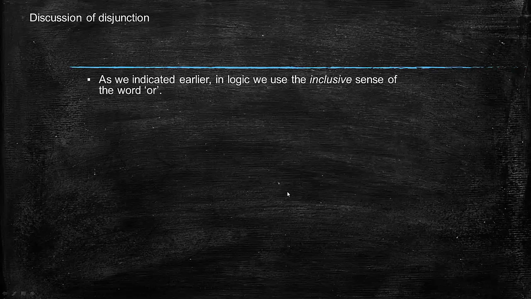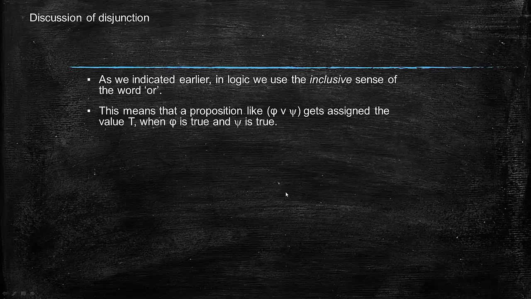Now, as we indicated earlier, in propositional logic, in logic generally, we use the inclusive sense of the word or. And this means that a proposition like phi or psi gets assigned the value T when phi is true and psi is true.